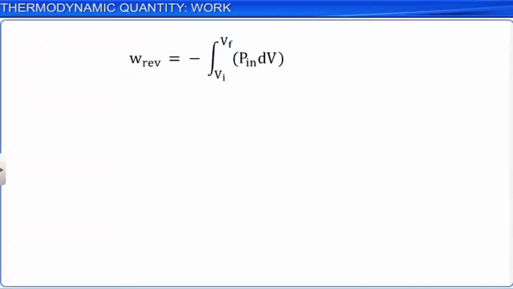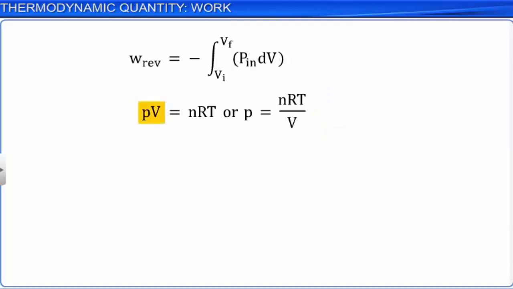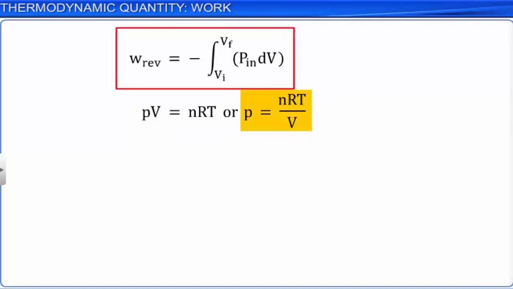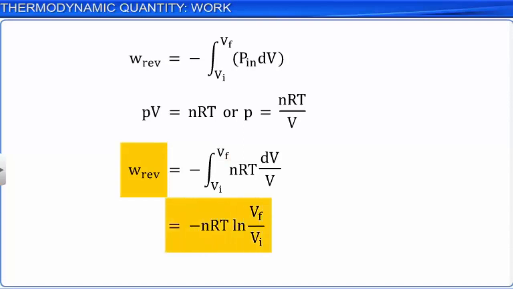Now, if we represent pressure of the gas P in terms of the ideal gas equation, then we get PV equals nRT, or P equals nRT divided by V. On substituting the value of P at constant temperature in the reversible work equation, we get reversible work equals minus integral of nRT multiplied by infinitesimal change in volume dV by V. Integrating and applying limits as V_i for initial volume and V_f for final volume, we get reversible work W_rev is equal to minus nRT ln final volume V_f divided by initial volume V_i.